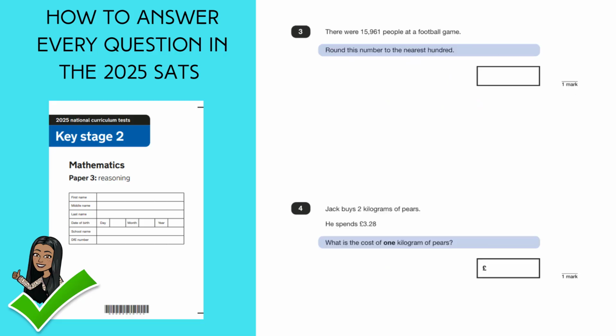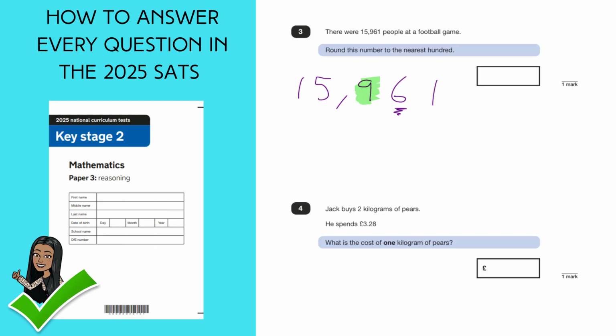Question 3. There were 15,961 people at a football game. Round this number to the nearest 100. Okay, if we're rounding to the nearest 100, I'm just going to write the number out large. 100 is this digit. So this is the digit I want to be rounded. It either stays the same or goes up to the next one. And we look at the digit after it, which is 6.